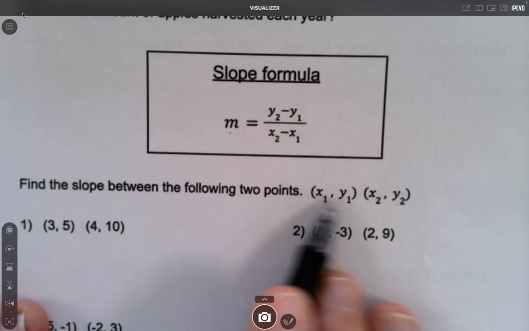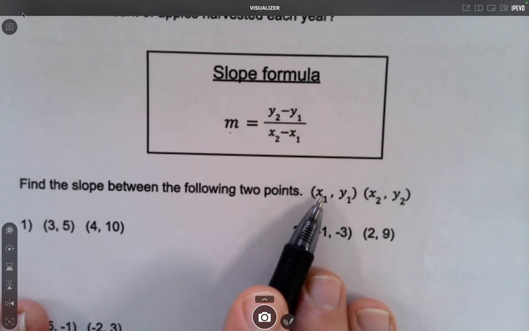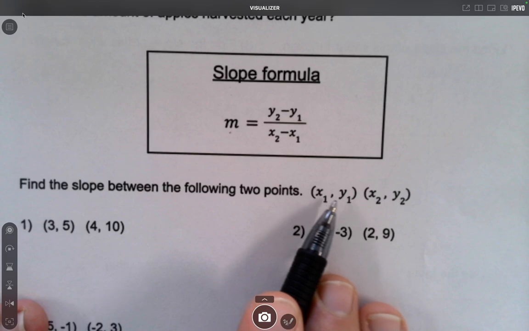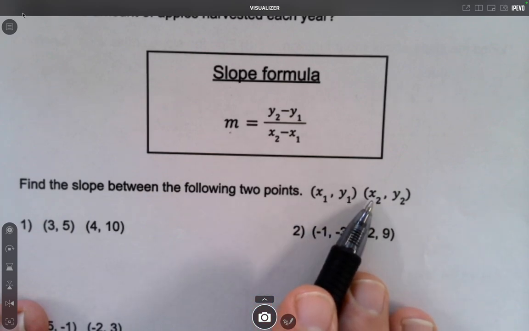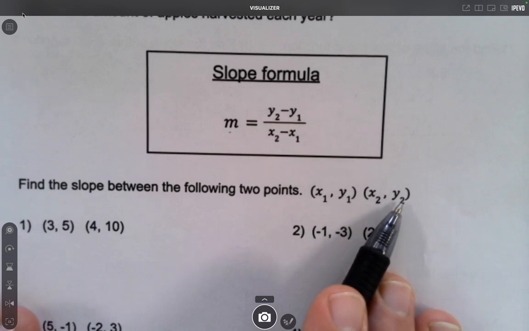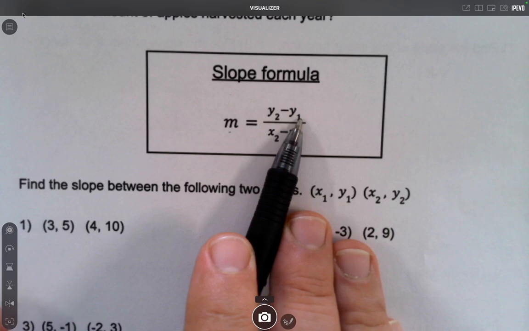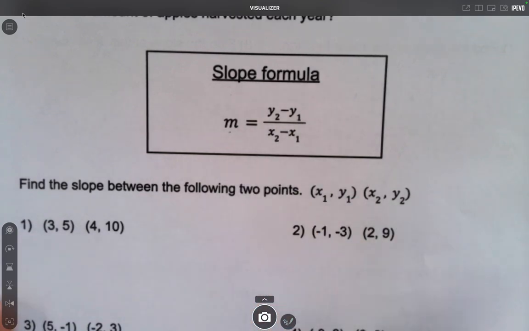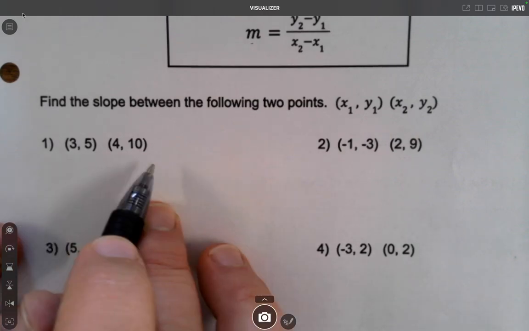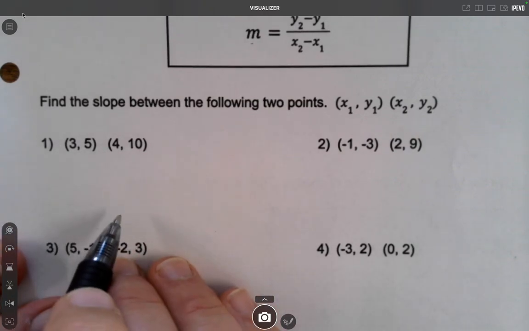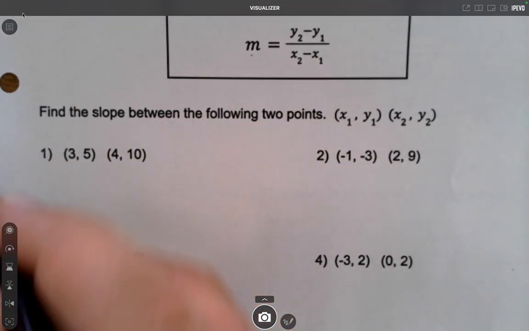This is the general form of the 2 points we'll be using. So this is the x value in the first point. This is the y value in the first point. This is the x value in the second point and the y value in the second point. So you do y2 minus y1 over x2 minus x1. So right here, you don't have to literally label these each time, but I'm going to the first time or two just to make sure you see how we're using this formula with these points.